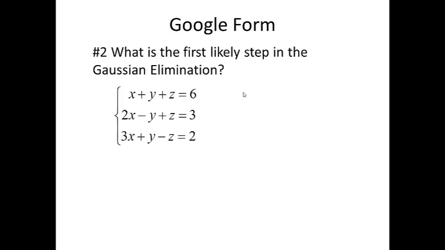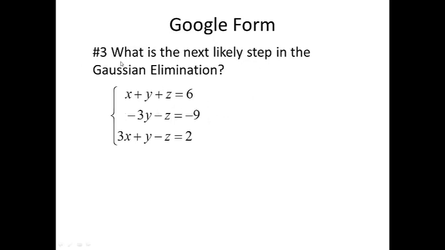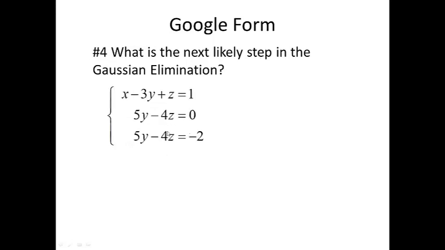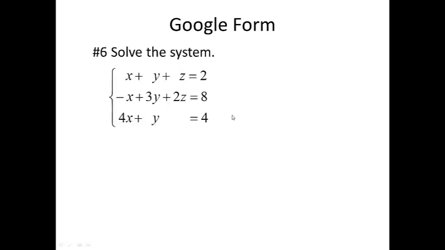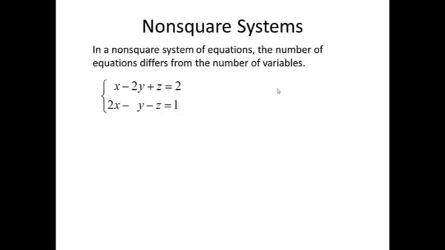This is number 1. Number 2 is, what is the first likely step in the Gaussian elimination? 3, what is the likely step in the Gaussian elimination for this one? And 4, which one is the most common thing you're going to do here? All right. And number 5, a system of 3 variables resulting in 3 planes that intersect in a line has how many solutions? You might go back to the beginning of the video. In number 6, solve this completely.